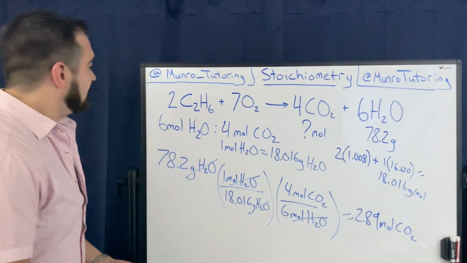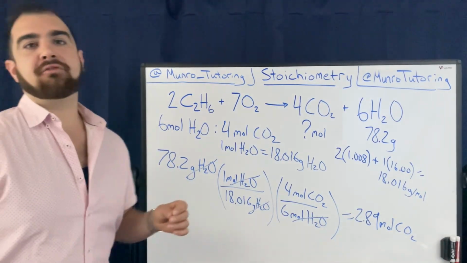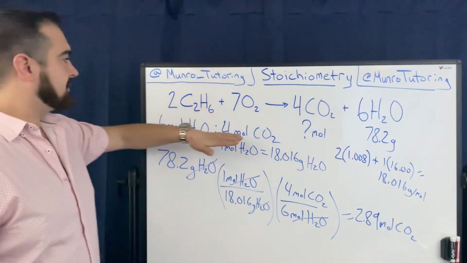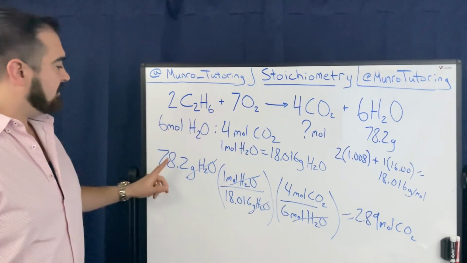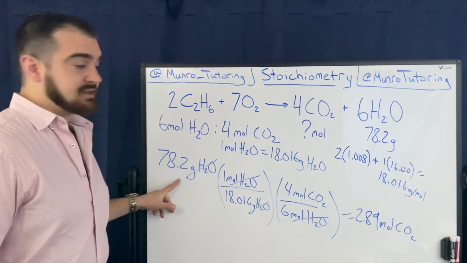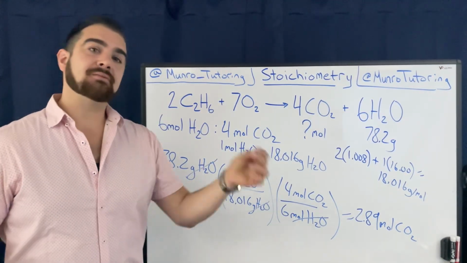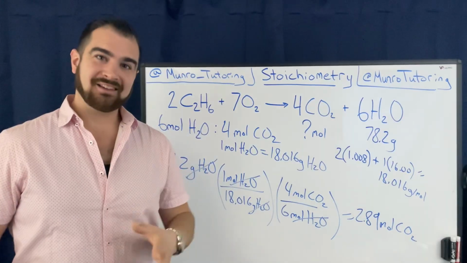All right, guys? So again, when we want to go from moles of one compound to the moles of the other compound, we use the coefficients and we write out our conversion factor. But if we're not given moles, if we're given grams, we have to get this into moles first, and we go from moles to mass or vice versa. It's the molar mass. All right, guys?